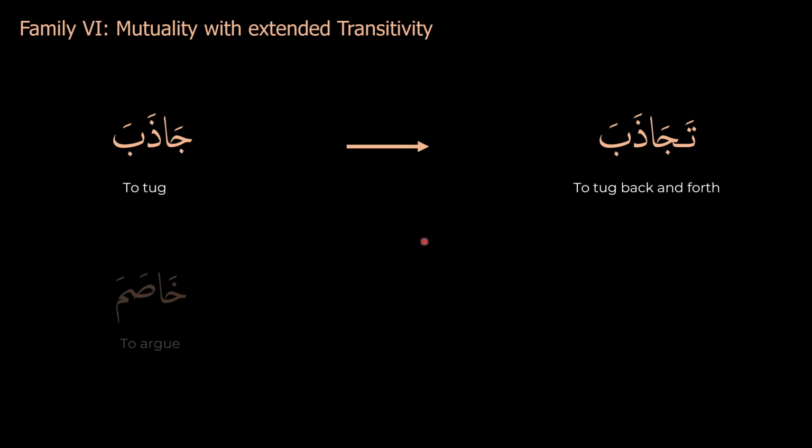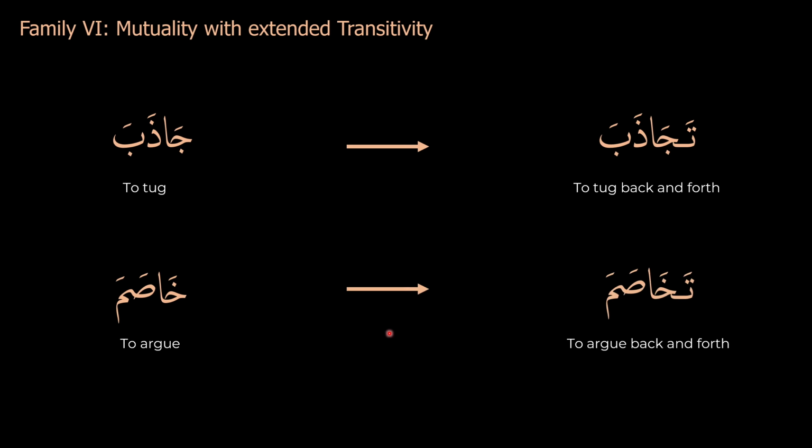And then same thing with another example, khasama, which is to argue, right? If we put this into family number 6, it becomes takhasama, which is to argue back and forth, right? So again, it's going from one individual to two individuals going back and forth between that action.